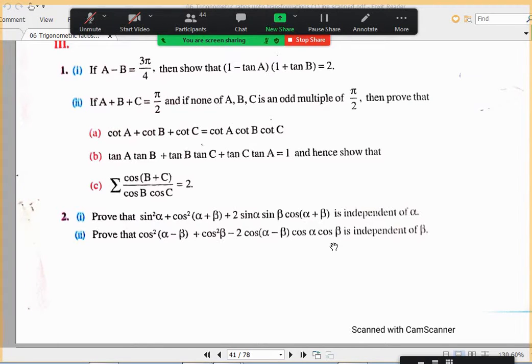Cos square(alpha minus beta) plus cos square beta minus 2 cos(alpha minus beta) cos alpha cos beta.